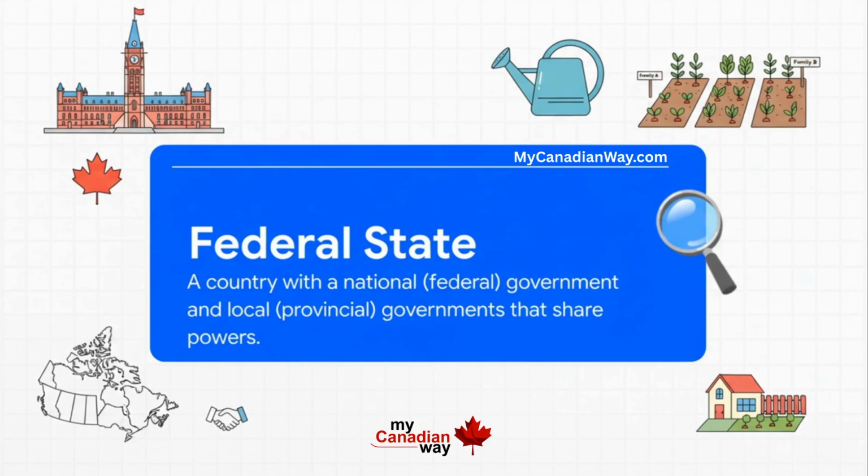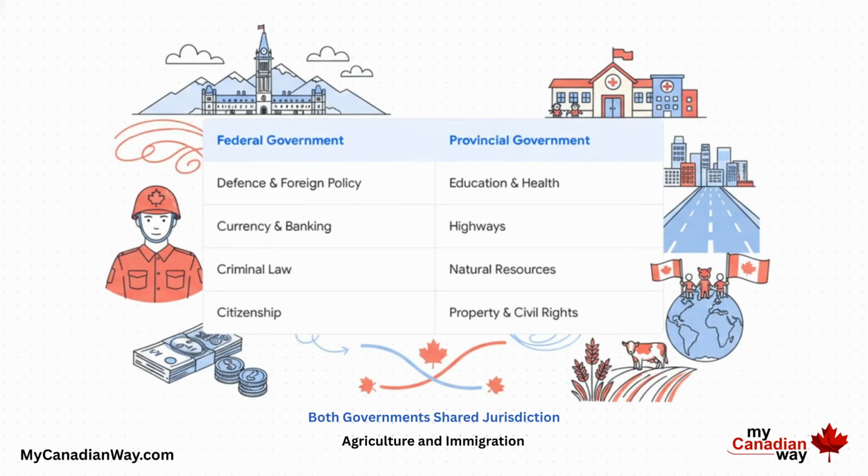You can kind of think of it like a big family home. The parents might make the big rules for the whole house, but each person is in charge of keeping their own room clean. And this chart shows us how some of those jobs are shared. The federal government, you see, handles the big picture things for all of Canada, like our military, making our money, and our citizenship laws. On the other side, the provincial governments manage things that are closer to our daily lives, like schools for our kids, our local hospitals, and the highways we drive on every day.